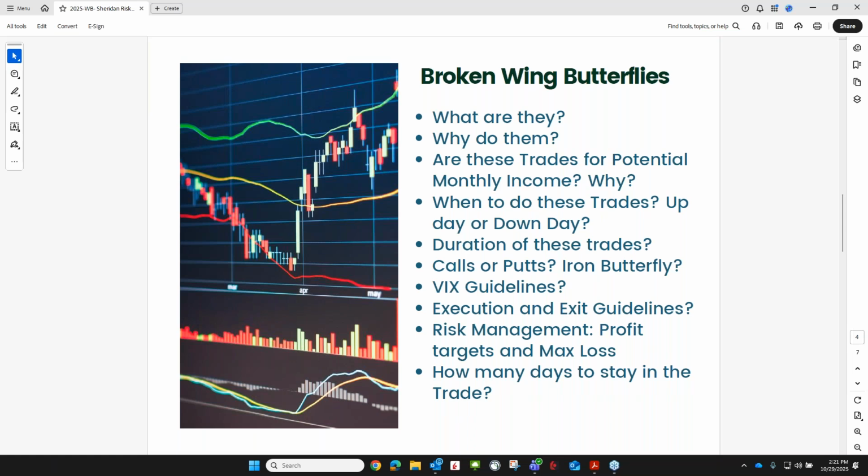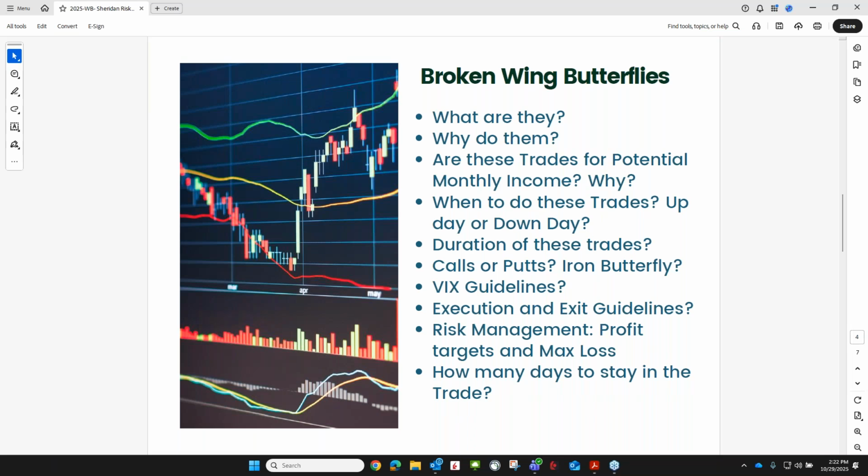If VIX is 17, 16 or lower, mostly in the 16s or lower, that means the market's probably going up. I like that unbalanced one, right? And again, I'd rather do it on a down day. The unbalanced butterfly, I'd rather do the balanced on an up day.